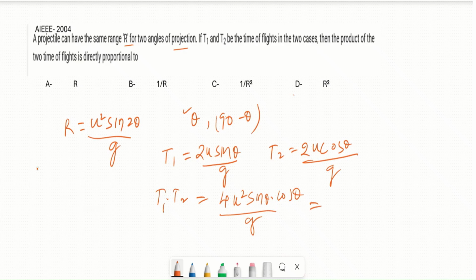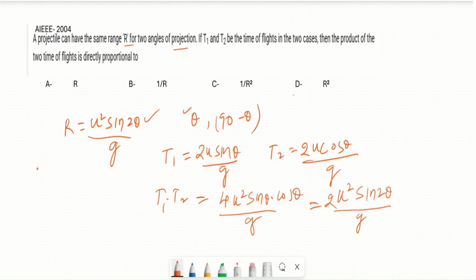So sine theta cos theta, anyways, we can make it sine 2 theta. So u square sine 2 theta, since 2 sine theta into cos theta is sine 2 theta. So we will be left with 2 u square by g. So u square sine 2 theta by g is R anyway, right? So this is there.